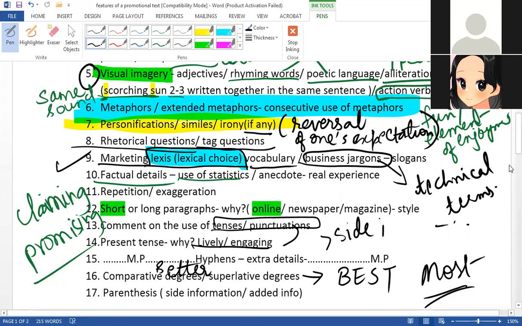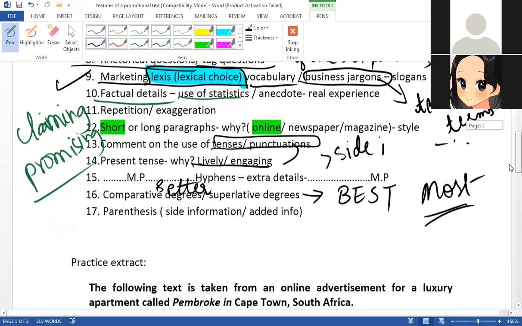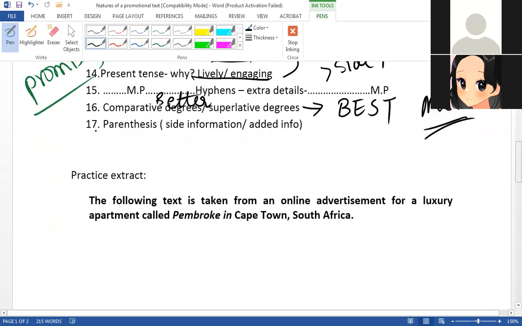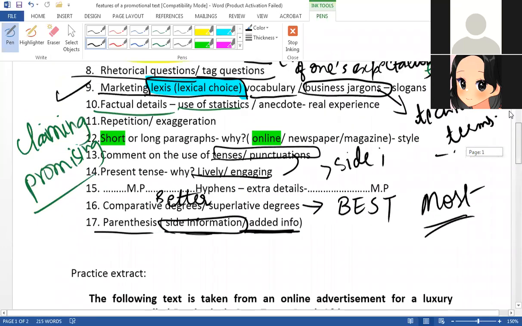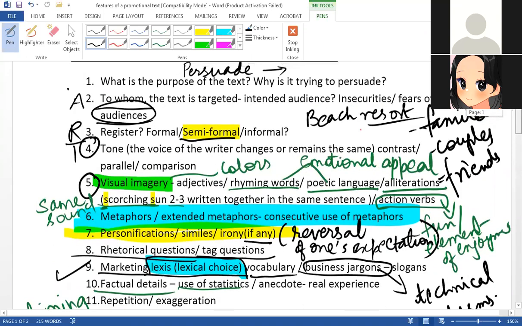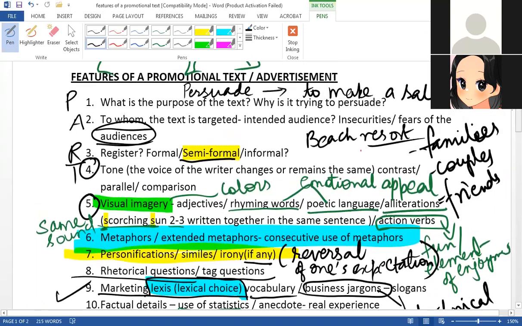If you come across parentheses, what does parenthesis mean, beta? It means side information, added information. So we have almost been given 17 features of an advertisement. With the period of time you will be learning with me, you will realize that while I'm practicing, I need to identify them. I need to know them so that I can identify such features from the text.